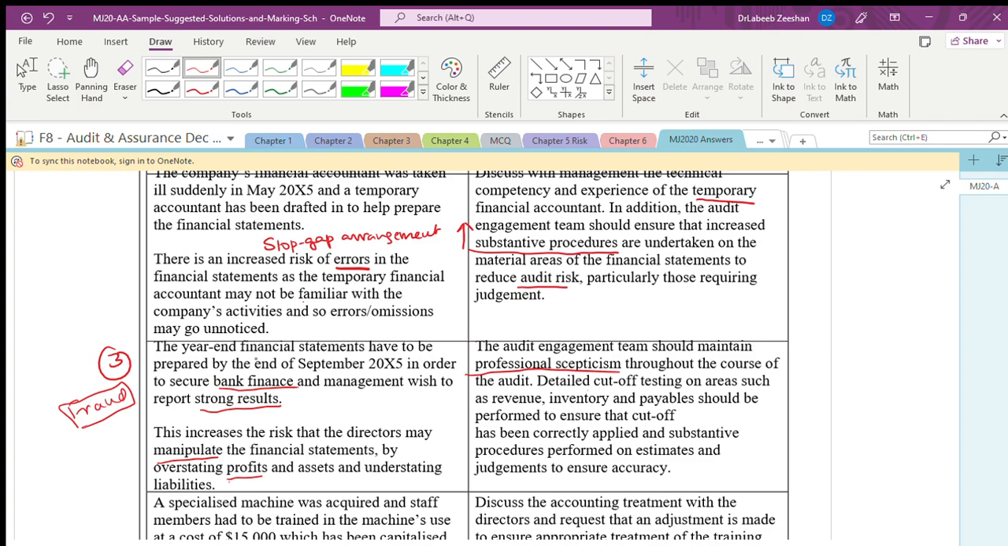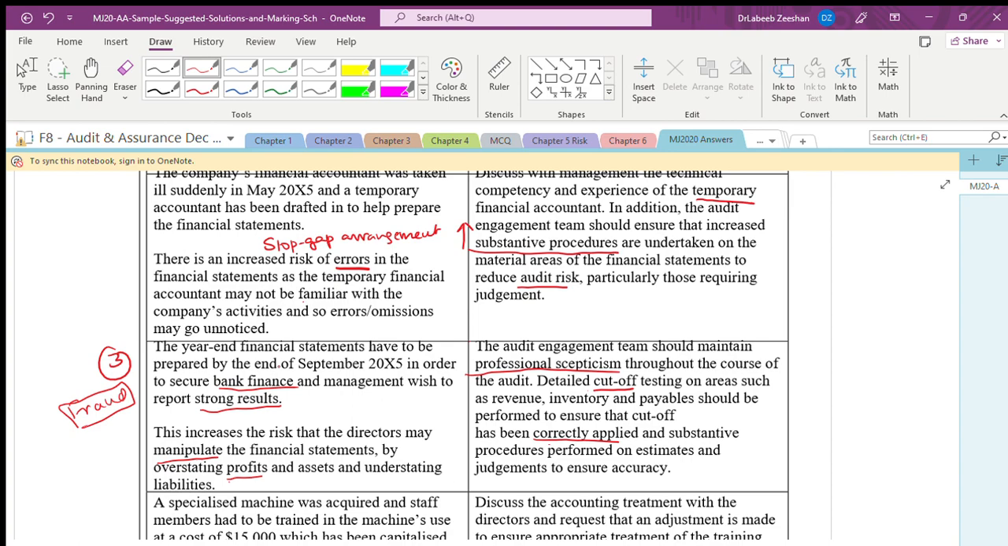Details of cutoff testing. Now we are covering each and every point randomly. You should have detailed cutoff testing for receivables, for payables, for non-current assets, for cash, everything, such as revenue, inventory, payables, to confirm that the cutoff has been correctly applied.